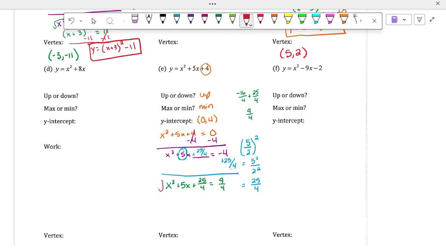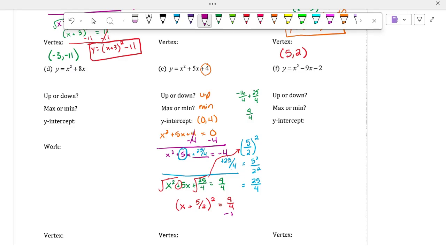Now I need to factor it. So I take the square root of the first and last, keep the sign of the first. Now, if you guys look, because you may be like, oh no, how do I take the square root of 25 over 4? Well, we technically already did because we already squared it. Since we did 5 over 2 squared, if we go backwards, the square root of 25 over 4 is what we initially squared to get it, which is 5 over 2. So this would be x plus 5/2 squared is equal to 9/4.